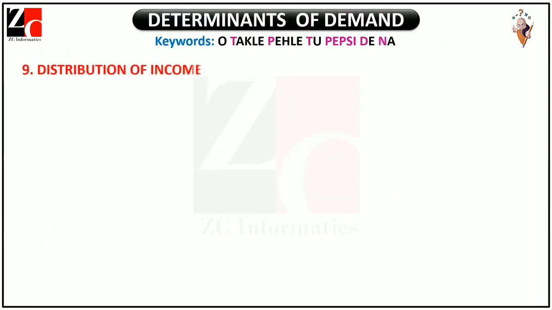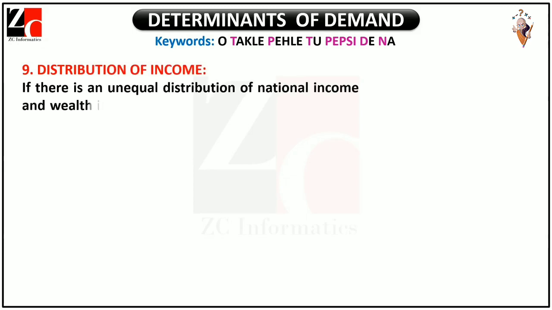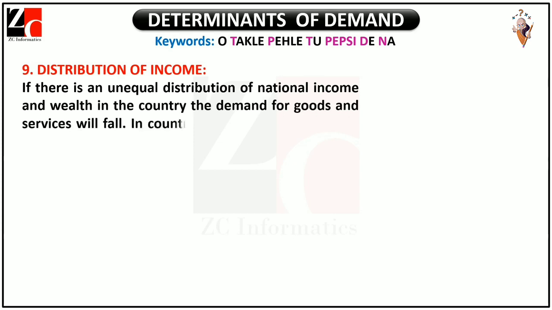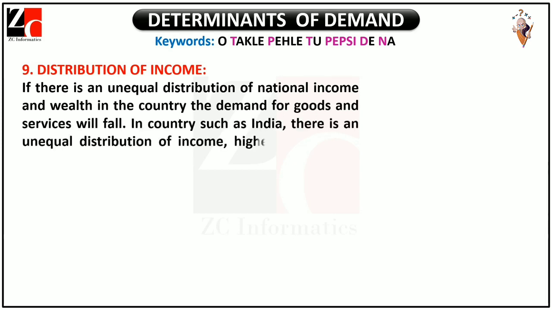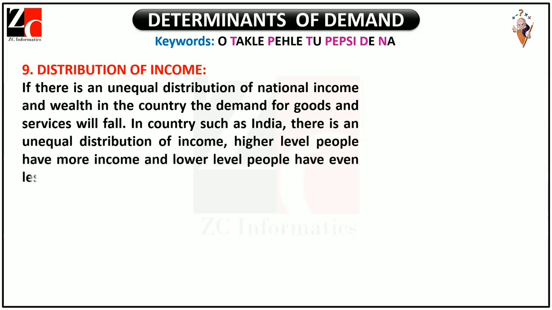Point number 9. Distribution of income. If there is an unequal distribution of national income and wealth in the country, the demand for goods and services will fall. In countries such as India, there is an unequal distribution of income. Higher level people have more income and lower level people have even less income. Unequal distribution of income and wealth will lead to less demand for goods and services. That is, demand depends on the distribution of national income and wealth.